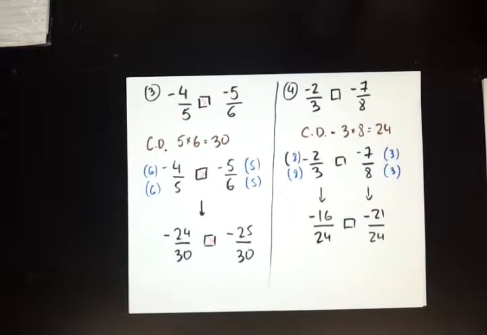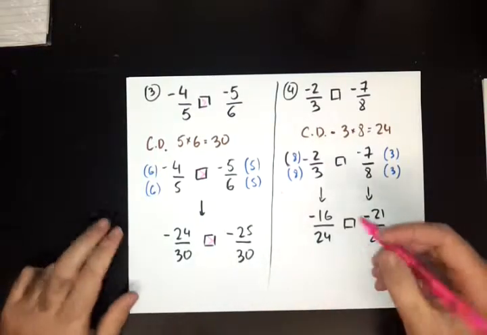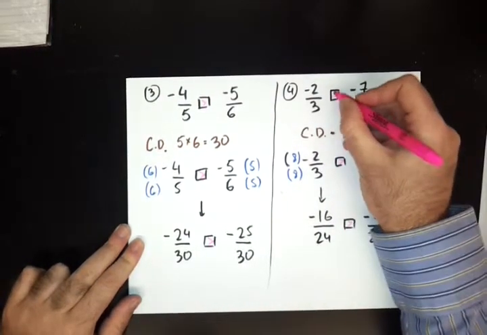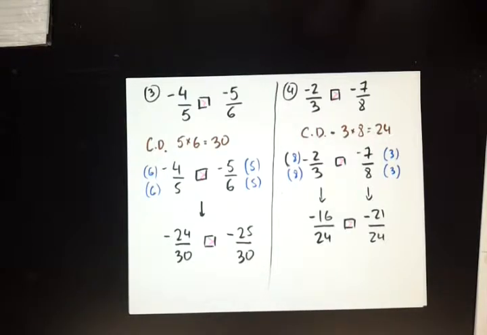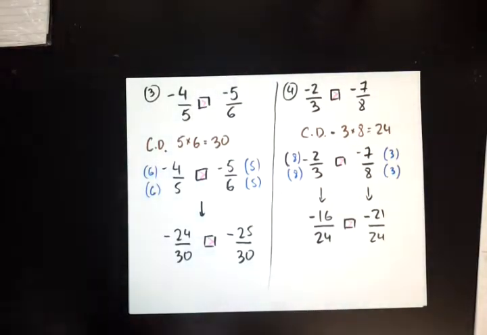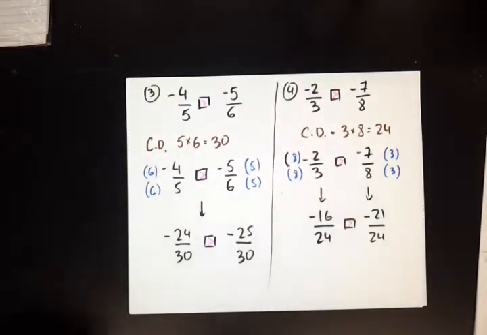Very easy to see which one's bigger. Again, with negatives, the smaller number is actually the larger one in terms of value. So that's bigger. So the negative 16 over 24 is the bigger value over here. Alright, I'm going to go ahead and do number 5 now.